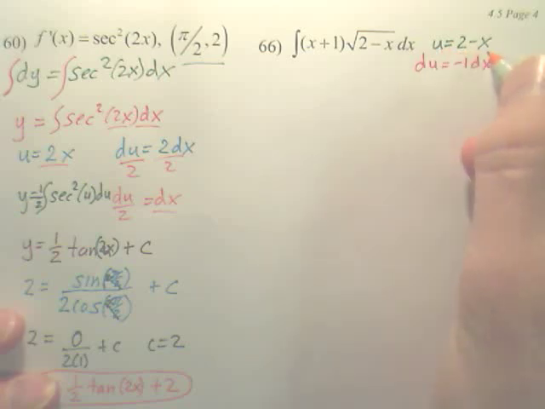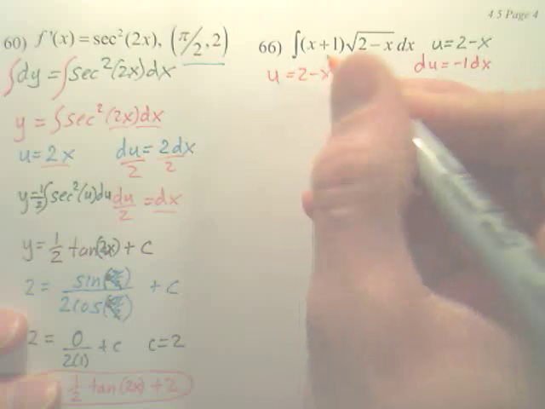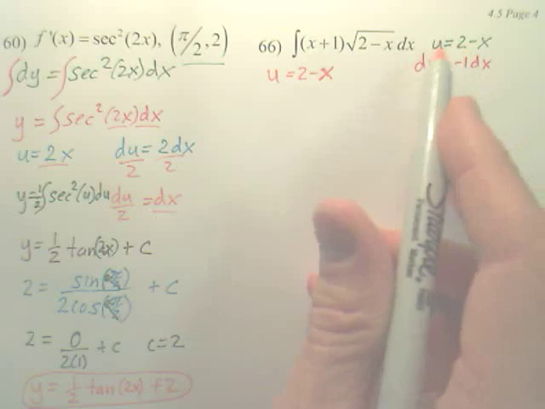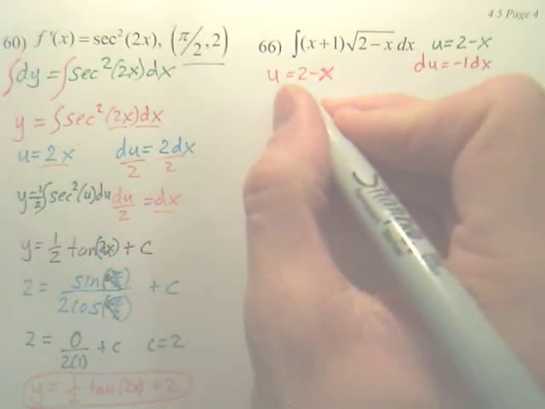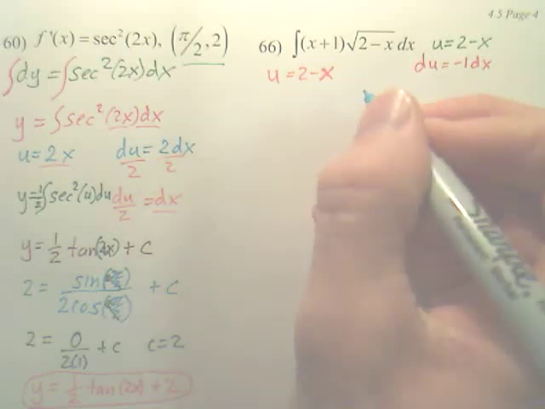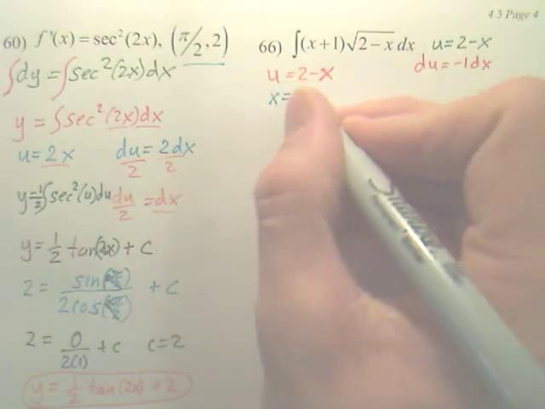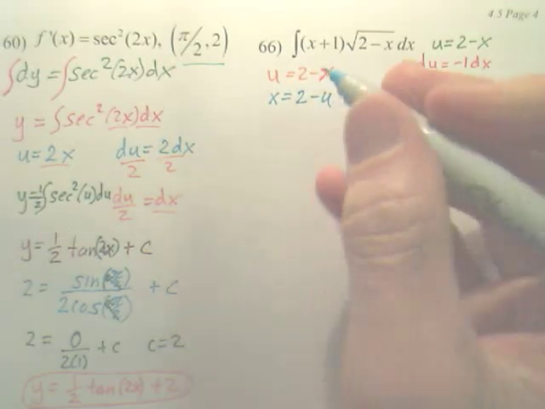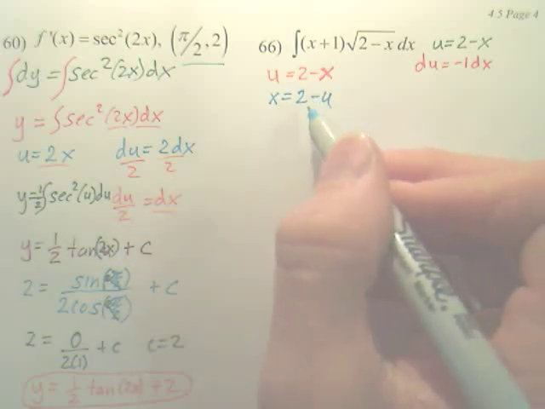Look at this right here. Let's rewrite that. u equals 2 minus x. Can I solve this for x? Take my equation and solve that for x. When you solve this for x, you're going to end up with x equals 2 minus u. I skipped some steps, but are we okay with that?